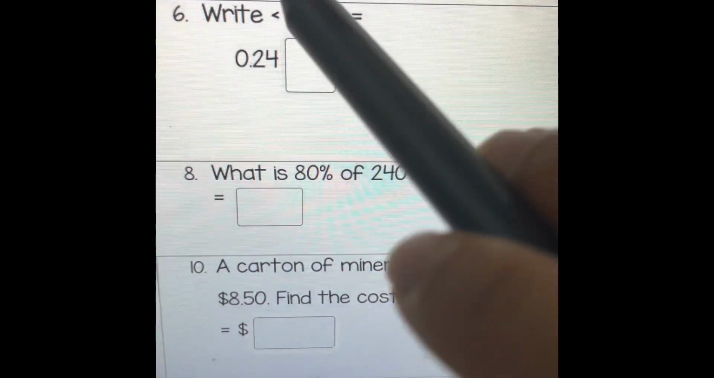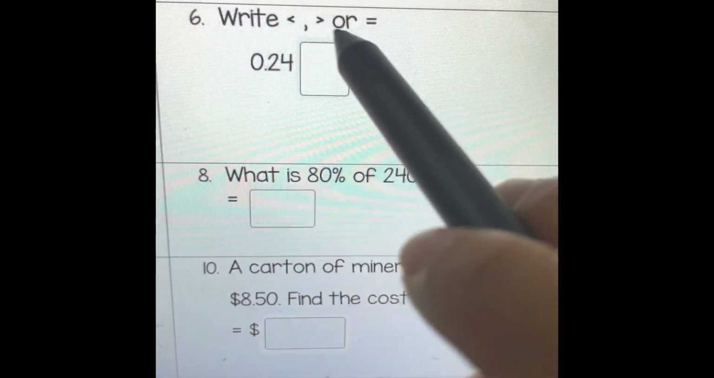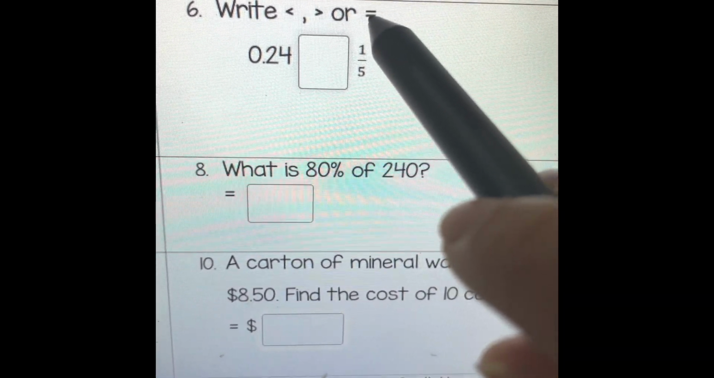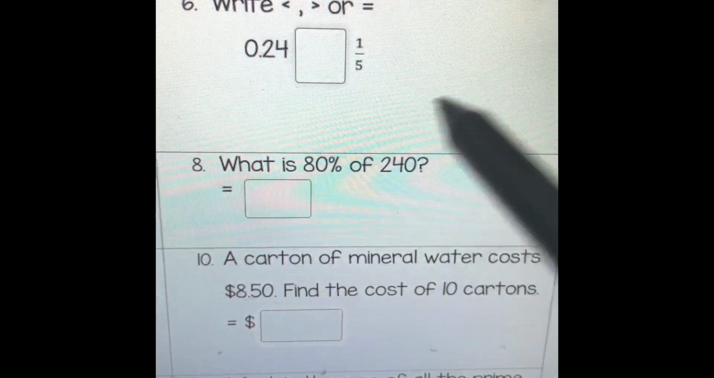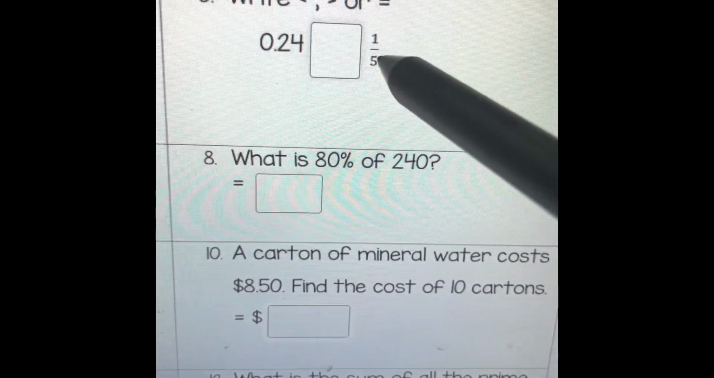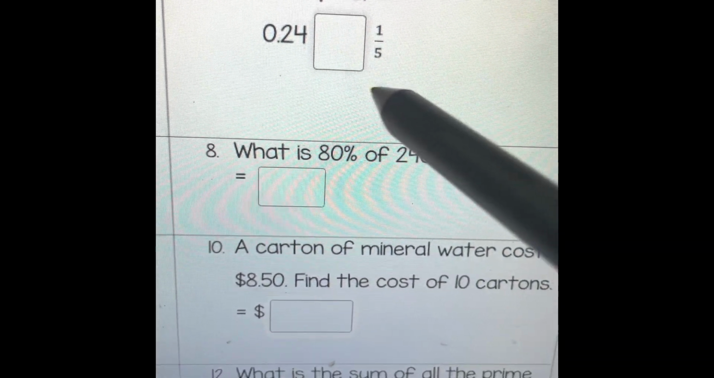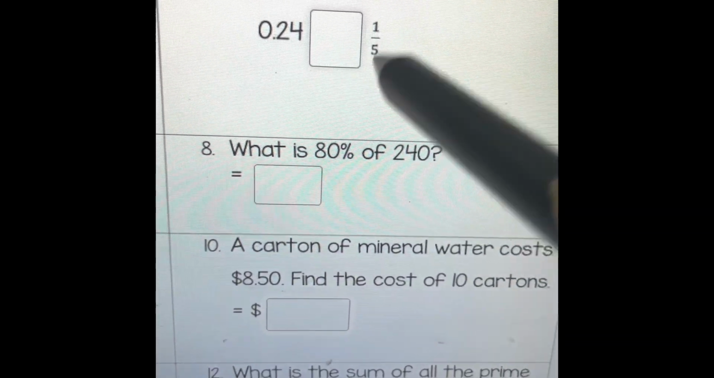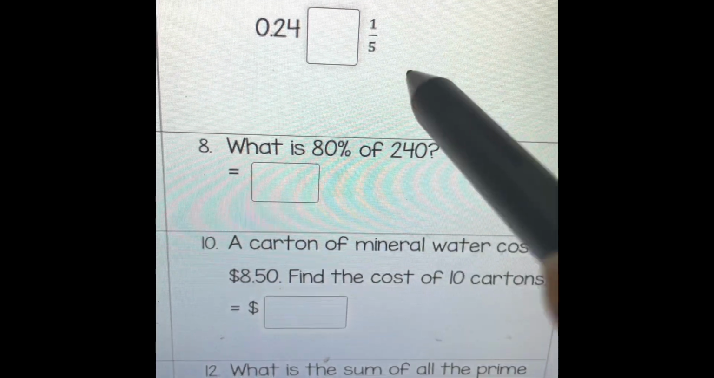For question number 6, write the symbol. Ini masih ingat tanda mulut buayanya teacher or equal. So, mulut buaya artinya ia makan yang besar. Okay, but these have 2 different units. Satu ni decimal, satu ni ada fraction. We cannot bandingkan kalau yang sama.